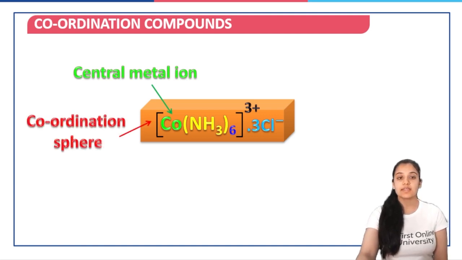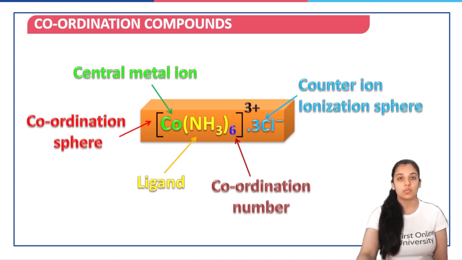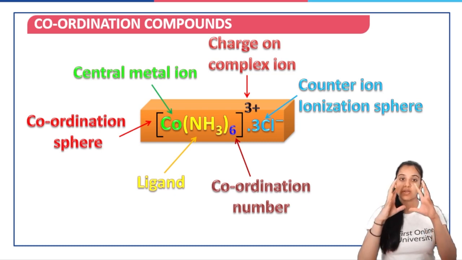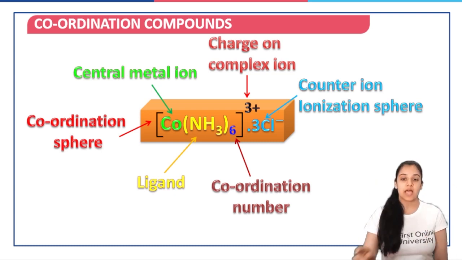This entire is the coordination sphere. Ammonia is called the ligand. 6 here is representing the coordination number. This is the counter ion which is present. So Cl minus here is called the counter ion which is present in the ionization sphere. 3 plus is representing the charge on this complex ion because it's something complex to look at. Therefore, it is called complex ion.